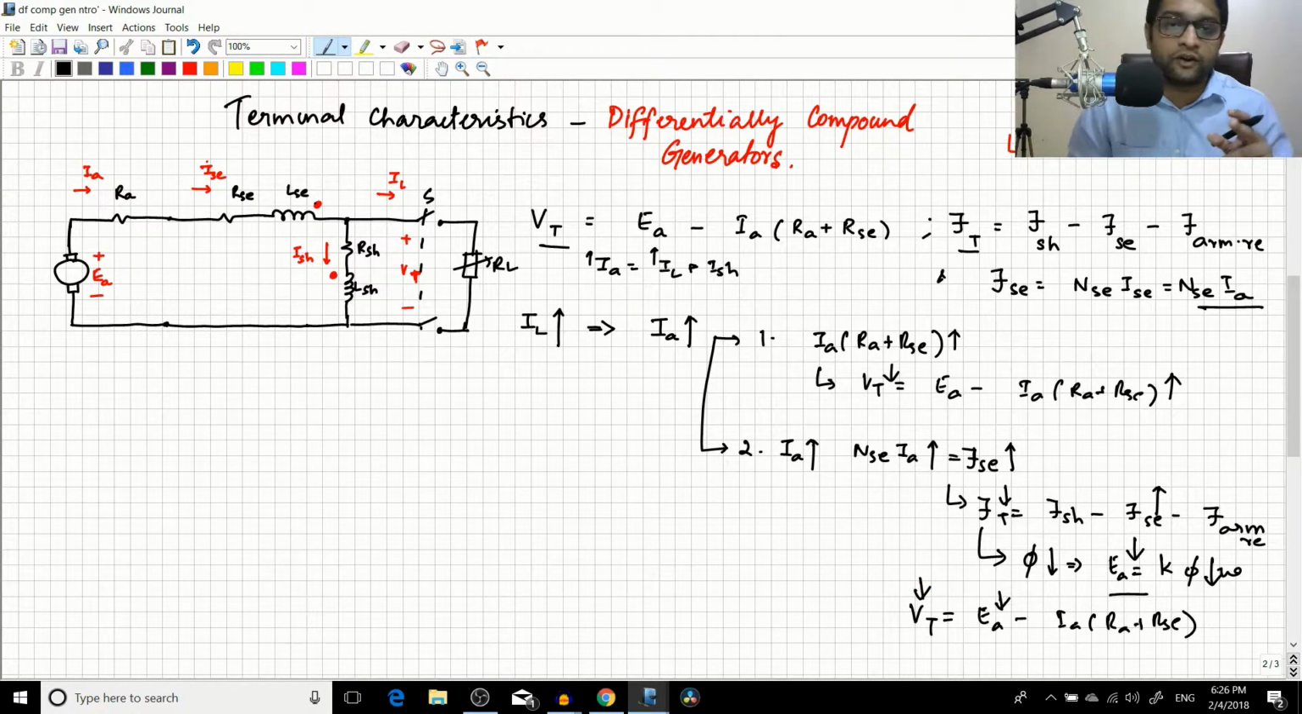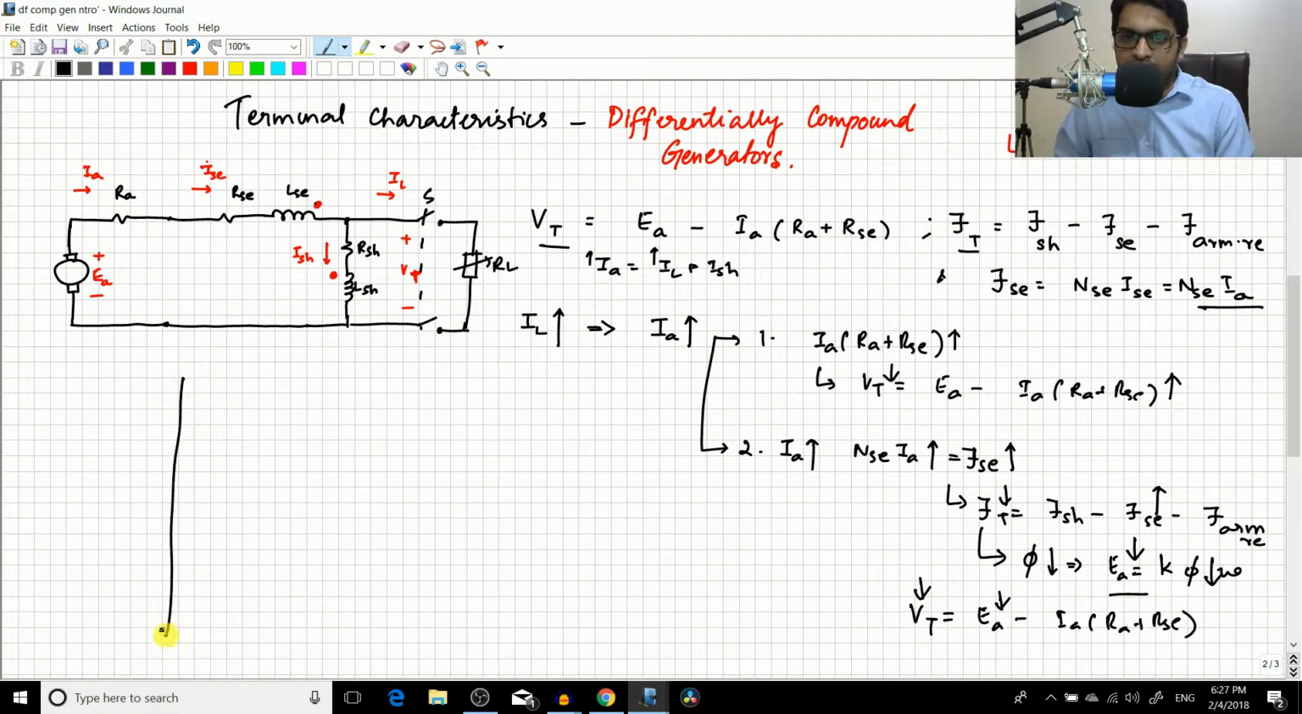In the cumulatively compound generator, remember that there was only one thing which was opposing Vt. That was the Ia Ra drop. The NSC into Ia, the MMF created by the series winding, was actually helping the machine by increasing its voltage. But here both are against the machine flux. Therefore, the drop in the terminal voltage will be much more severe as compared to a cumulatively compound or a shunt generator. Our comparison is always with a shunt generator.